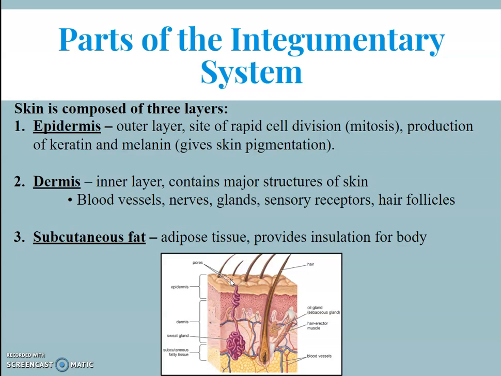Next is the dermis, which is the inner layer. This contains the major structures of the skin. So it has blood vessels and nerves and glands, sensory receptors and hair follicles in this layer. And then the final layer is what we call subcutaneous fat, which is fat tissue, which allows for insulation to keep us warm.